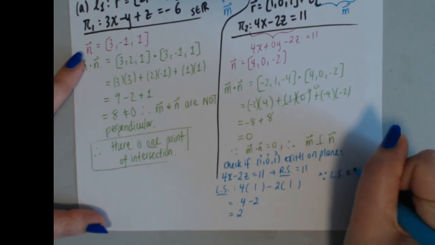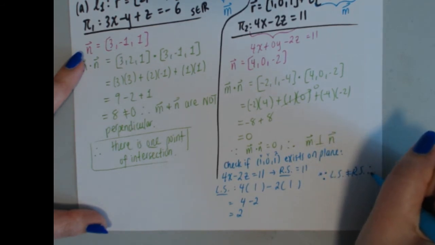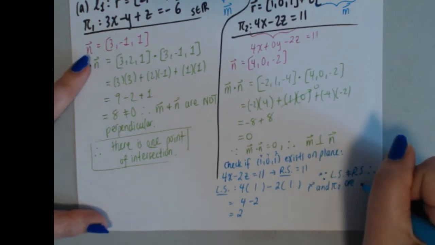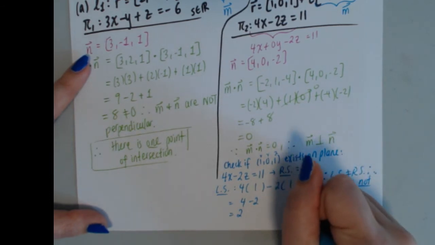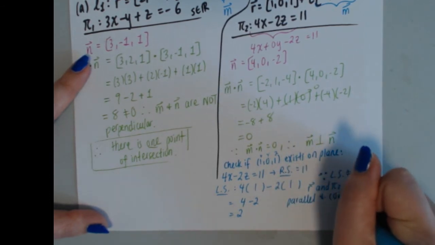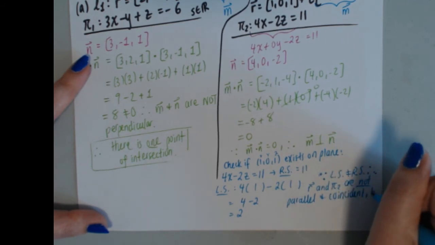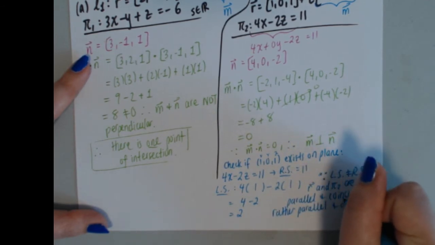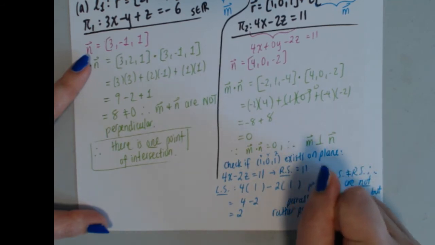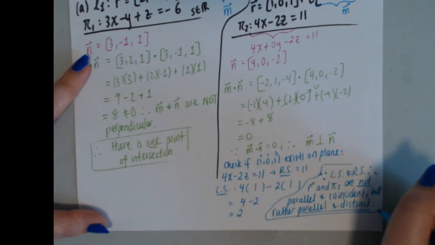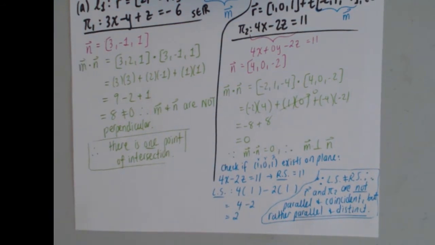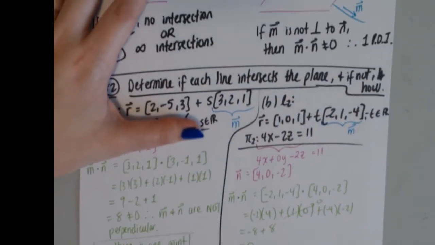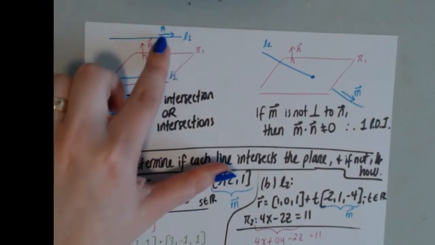Since the left side does not equal the right side, therefore r and pi 2 are not parallel and coincident, but rather parallel and distinct. So there is the solution for part B. They are parallel and distinct. We saw that the point 1, 0, 1 on the line didn't exist on the plane, which means we're dealing with this scenario right here.